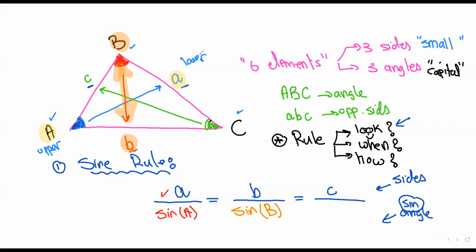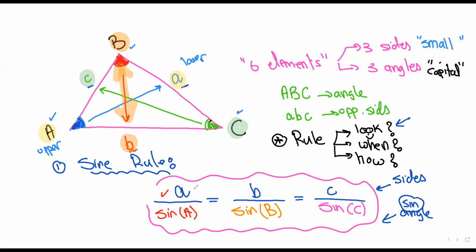and of course I can tell now that you can find the remaining pair, which is C and capital C. Okay, so let me write the last pair, which is C over sine capital C. And this is how the sine rule looks like. Side over sine opposite angle, side over sine opposite angle, side over sine opposite angle.